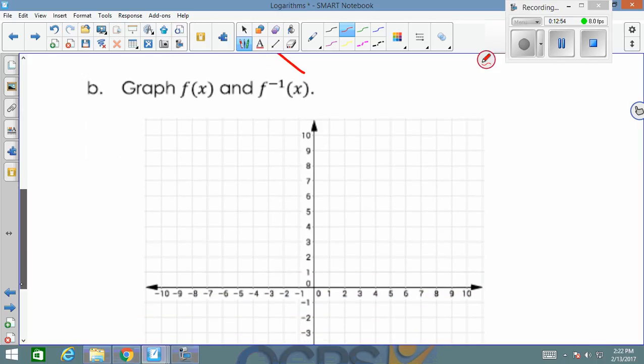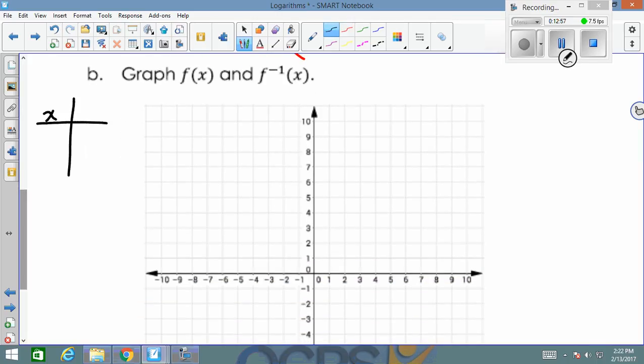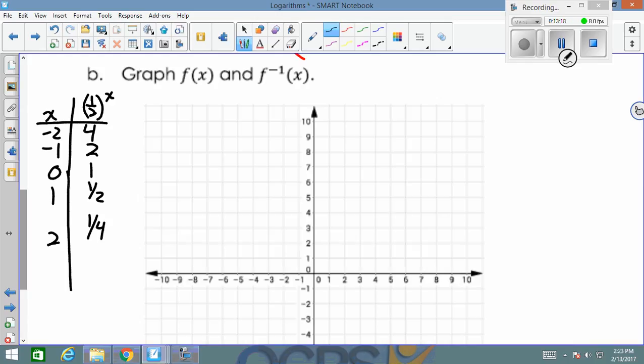Okay, then we graph it, so x and 1/2 to the x. Remember, 1/2 to the negative 2 is the same as 1 over 1/2 squared, or 2 squared, which comes out as positive 4. Then it goes 2, 1, 1/2, 1/4. Okay, so it goes the other way around. And remember, these are decreasing functions.